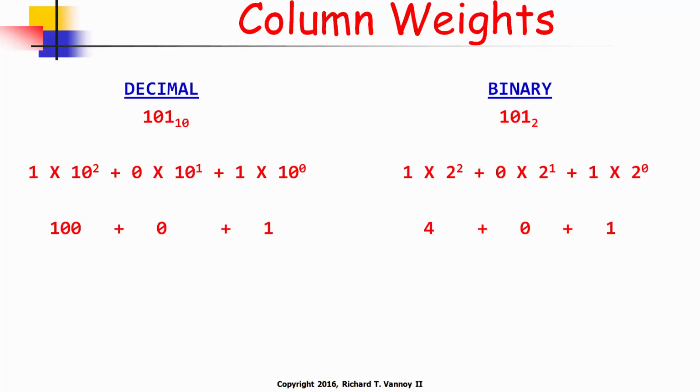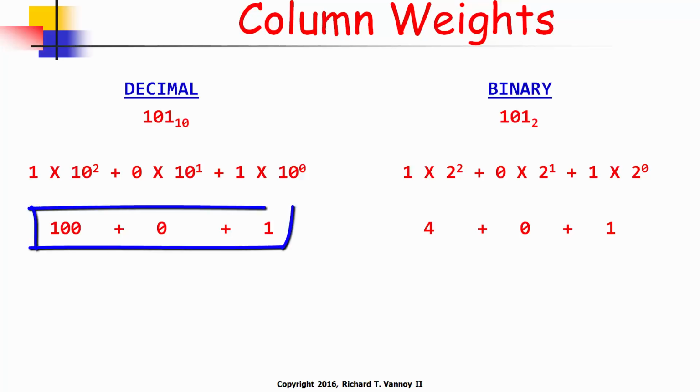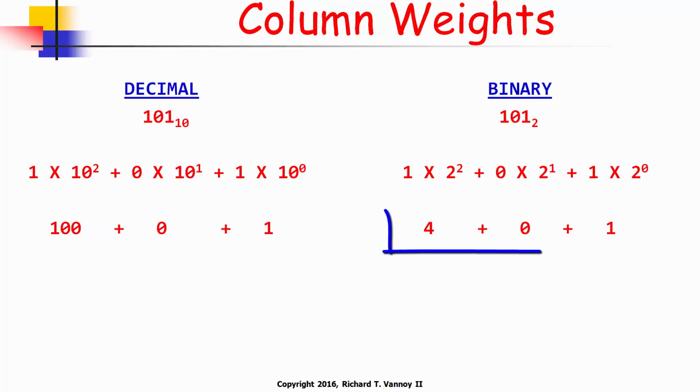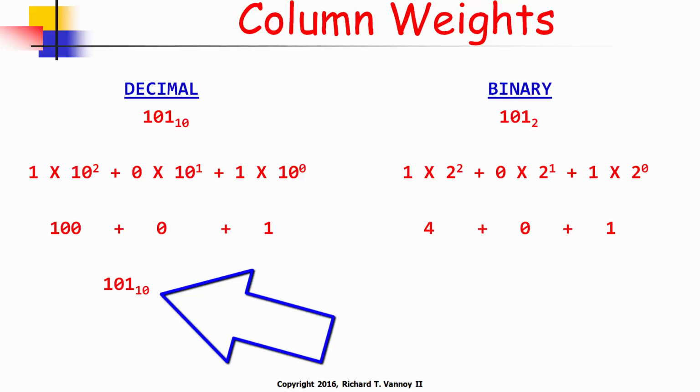We'll say that the decimal number 101 represents 100 plus 0 plus 1, or what we know of as 101. The 101 in binary means something totally different because we use different column weights. And this number says 4 plus 0 plus 1, or 5.